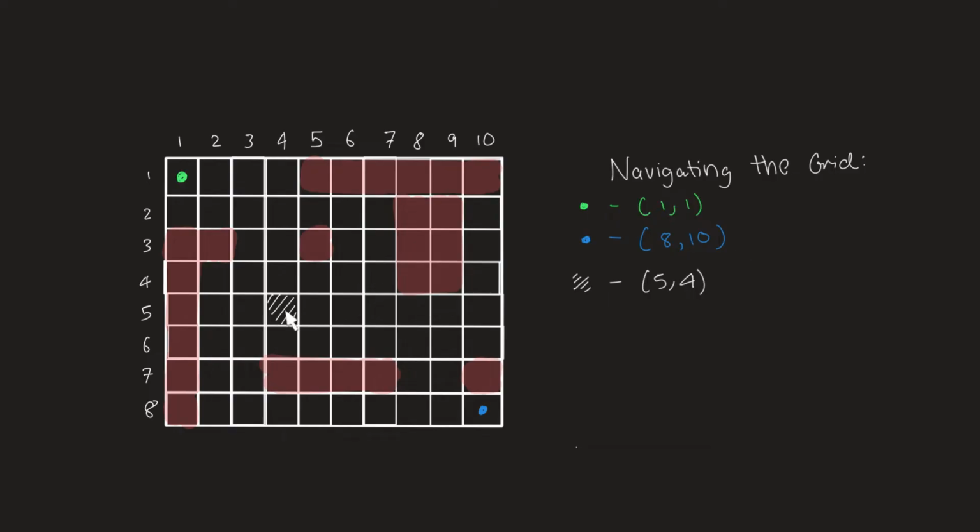Let's look at this shaded block. The vertical value for this is 5 and the horizontal value corresponds to 4. So we would write it down as 5 comma 4. That's basically it for how to navigate the grid.